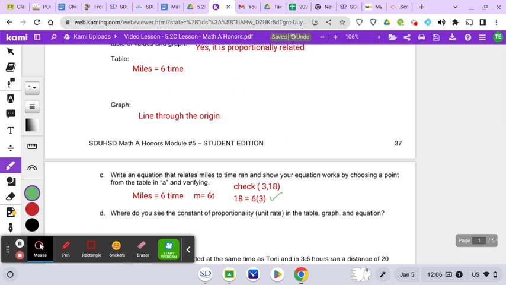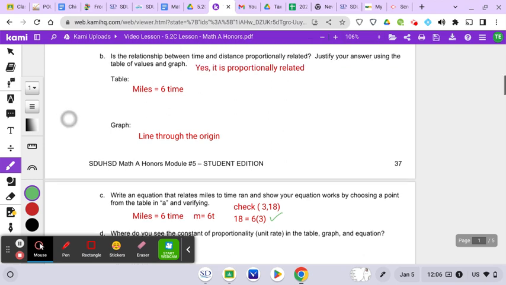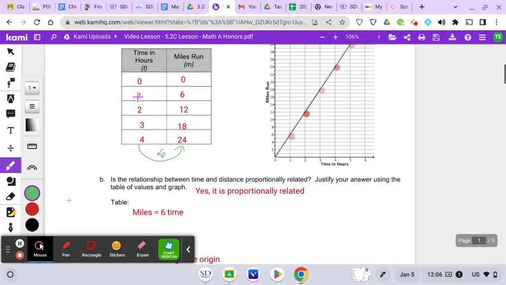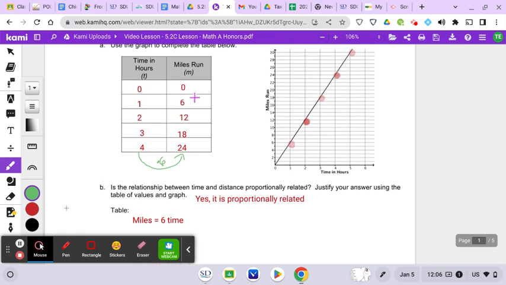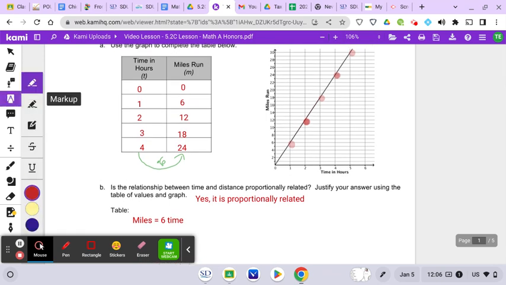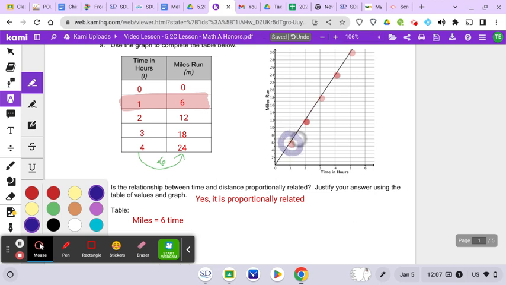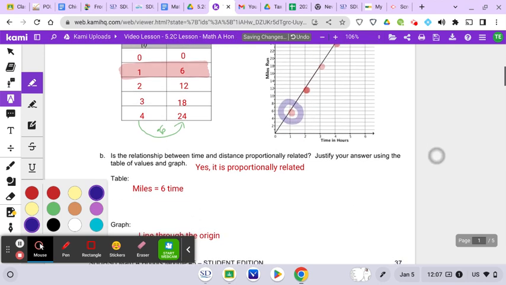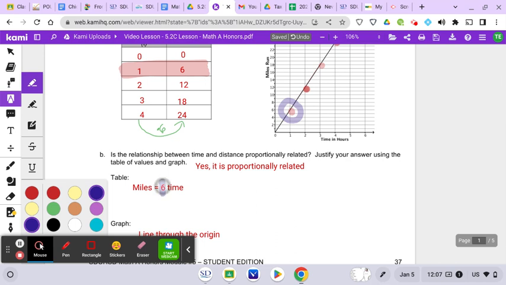Okay, where do you see a unit rate? So remember, unit rate is when the independent value is 1. So I want to know when the time is 1. So when the time is 1, I see it's at 6. So I know the 6 miles per hour. Okay, so I see it right here in my table. And I see it right here on my graph. And I see it right here in my equation.